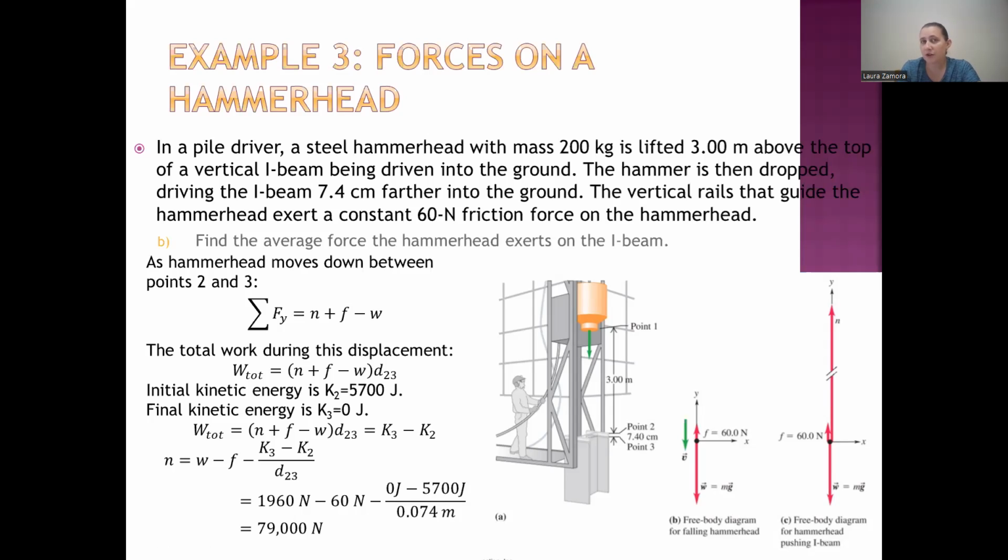We have to convert those units to meters in order to keep it consistent with joules, because remember, joules is newtons times meters. So in order for our meters and the joules to cancel out with the meters of the displacement, they need to be the same unit. Once we do all of that math, we find a normal force of 79,000 newtons, which is quite a bit of force.